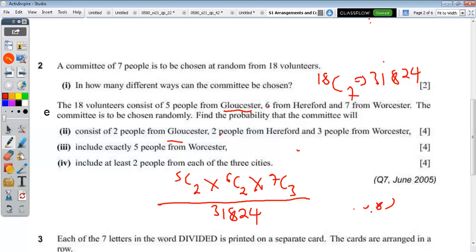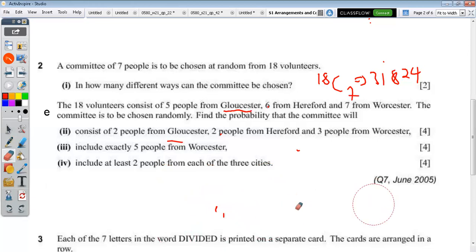Fraction form will be 875 over 5,304. Correct. Now, exactly 5 people from Worcester. It means the 2 others are from Gloucester and Hereford. Clear? Because the committee has to have 7 people. Clear?